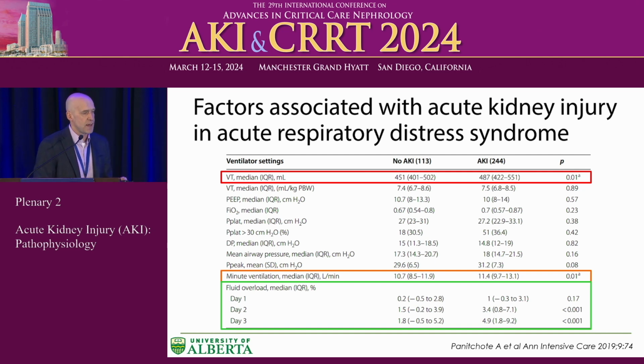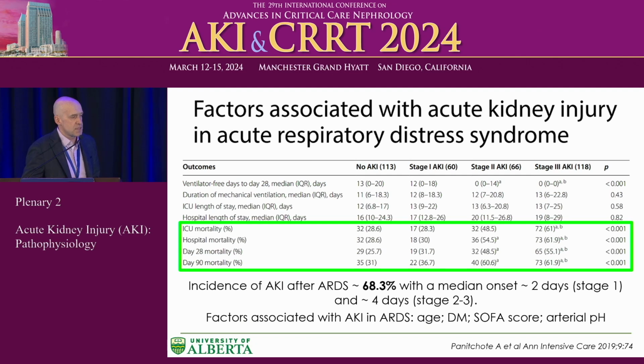So here you can see that tidal volumes were higher in those with AKI, minute ventilation was higher in those with AKI, and you can see fluid accumulation over time was much higher in those with AKI who had ARDS at baseline. And naturally, the more severe their AKI, the worse these patients' outcomes in terms of ICU, hospital, 28 and 90-day mortality.